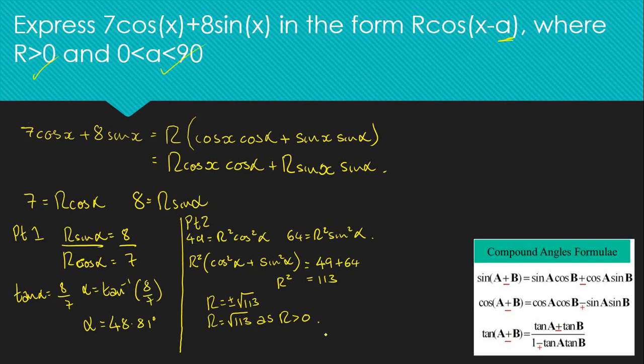Now we've got that, and we can express it in that form, and the form would be root 113 cos(x − 48.81). Now that is just stuff that you should know from the first lesson on this chapter. We're going to try to use it in some different ways. So we've got root 113 cos(x − 48.81).